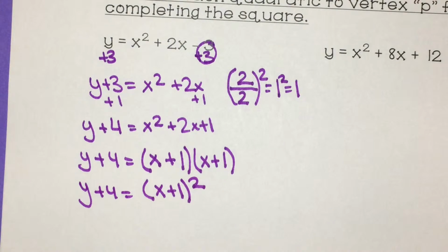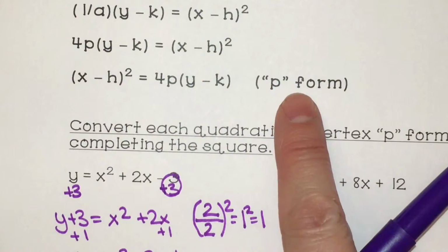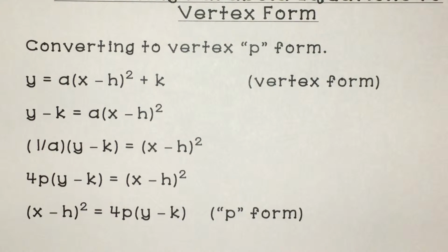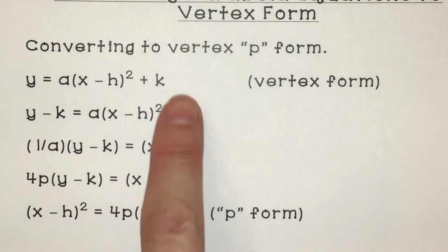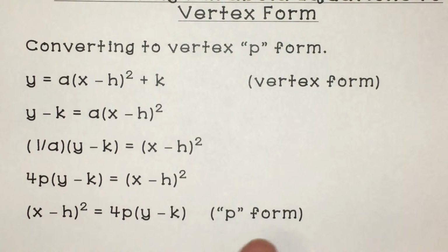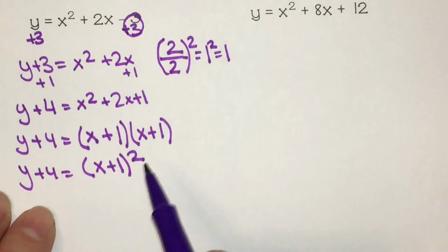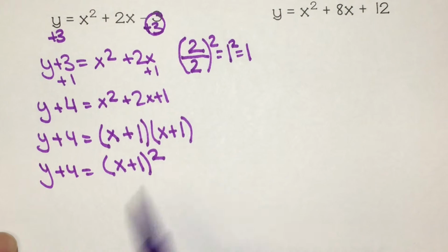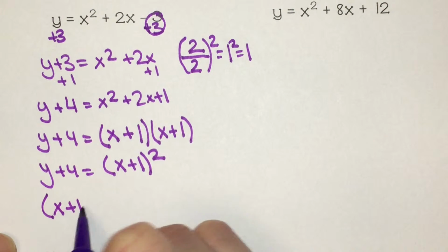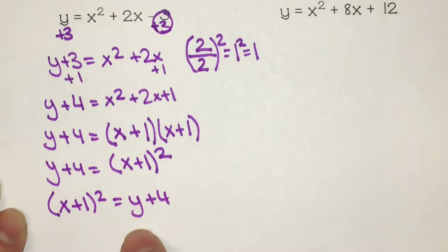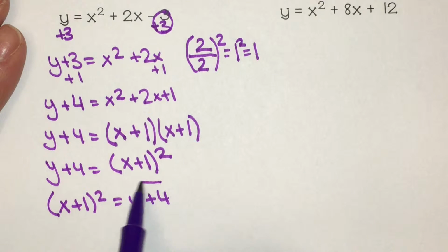Okay, so we're very close to the p form. It didn't start out in vertex form. It started out as a quadratic. And so there's a bunch of steps I can skip because currently I'm in this form. All I need to do is swap the two sides. So I need that x plus my number squared on the left. So I'm just going to flip this around: x plus 1 squared is equal to y plus 4. In this case, y plus 4 isn't multiplied by anything. It's not multiplied by that 4p term. That would be 1. So this is my final answer.